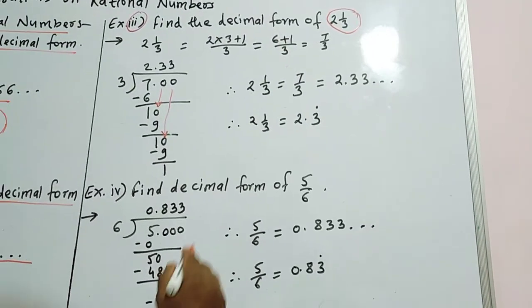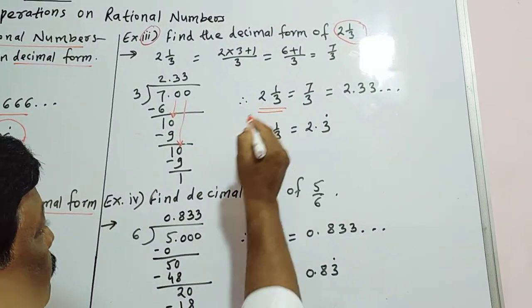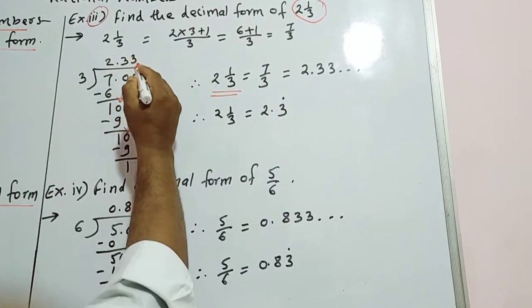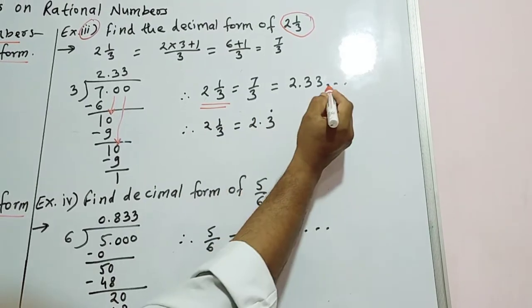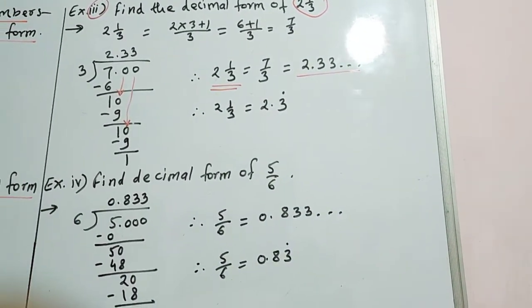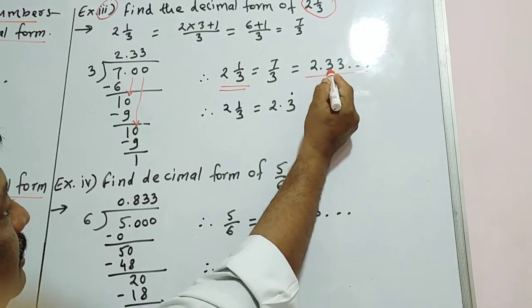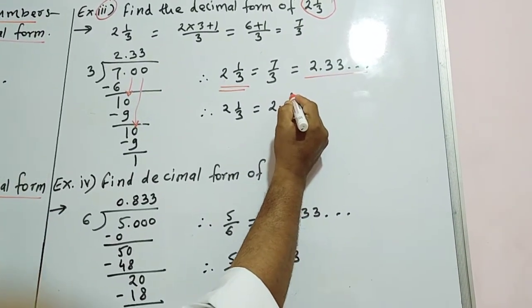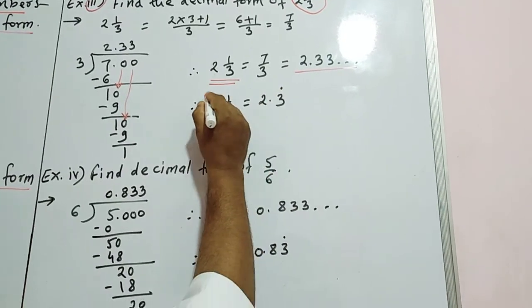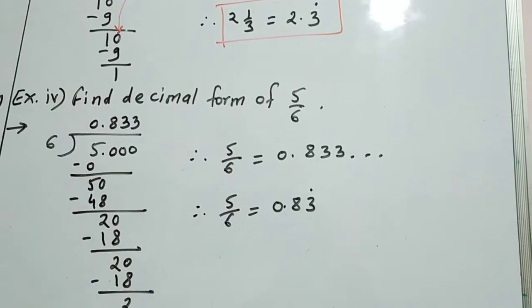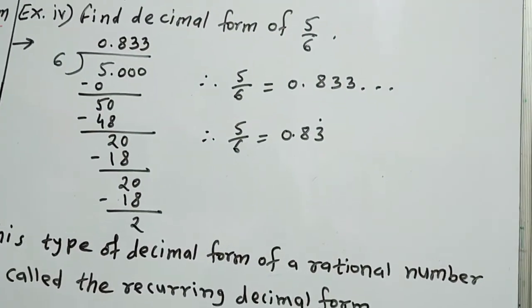Now therefore 2 integer 1 upon 3 is equal to 7 upon 3 equal to, the answer is 2.33. But remainder is not 0. That's why dot dot dot. We can continue this division. Now which digit is repeating here? 3. Always coming 3 3 3. So on this 3 you write a dot. So the answer is 2 integer 1 upon 3 is equal to 2.3 dot. So this is the decimal form.